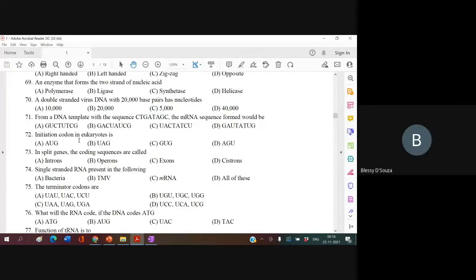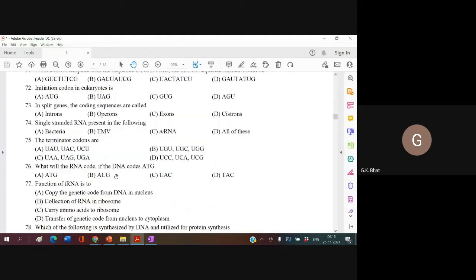Namrata. A. What is it codes for? Methionine. And it is also third codon. 73. C. 73C exons. 74.